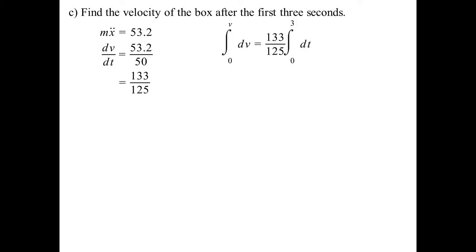Find the velocity of the box after the first 3 seconds. So we now know that that resultant force was 53.2. If I divide by the mass, which was 50, I get that acceleration is 53.2 over 50. Now in this case, I want to link velocity and time, so I'm just using dv/dt for this one. Well, I hate decimals in fractions, so I've made it 133 on 125. Separate the variables. It's actually a very simple integral when you look at it, because you've got dv and dt. So we'd end up with 3.2 meters per second.